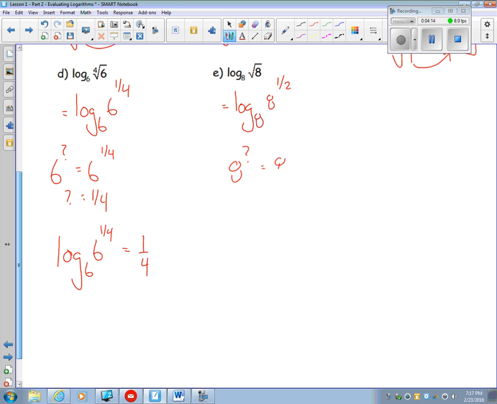Will come out to 8 to the 1/2. Well, the exponent has to be a half, right? So that tells me that log base 8 of 8 to the 1/2 is 1/2. Okay, and we can do some basic ones here.